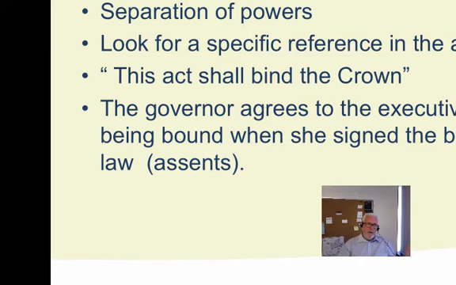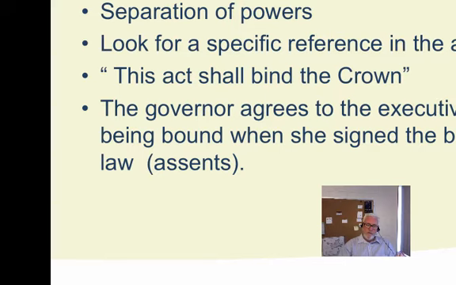Now, another, legislation doesn't bind the Crown. Why would that be the case? This one, I think, is on the way down. This one's probably on the way out. It relates back to the separation of powers. So you've got the legislative arm trying to tell the administrative arm what to do.